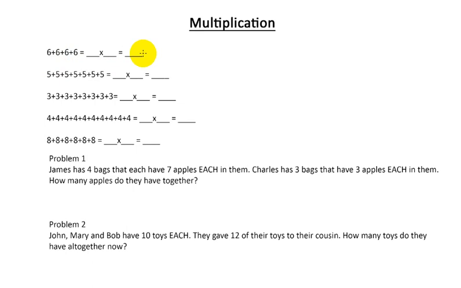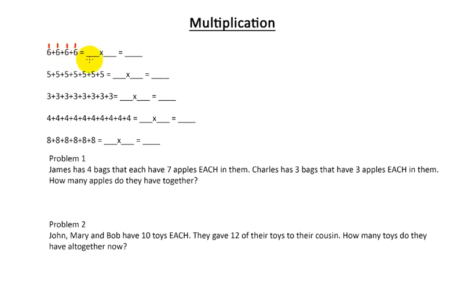Okay, so now you're back, which means we are done solving them. So let's start solving them together. So here we have 6 and 6 and 6 and 6. How many 6s is that? 1, 2, 3, 4. That's 4 6s.